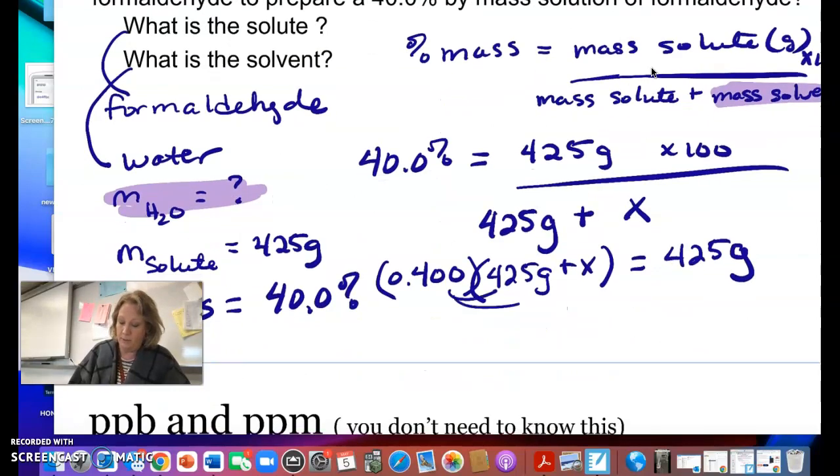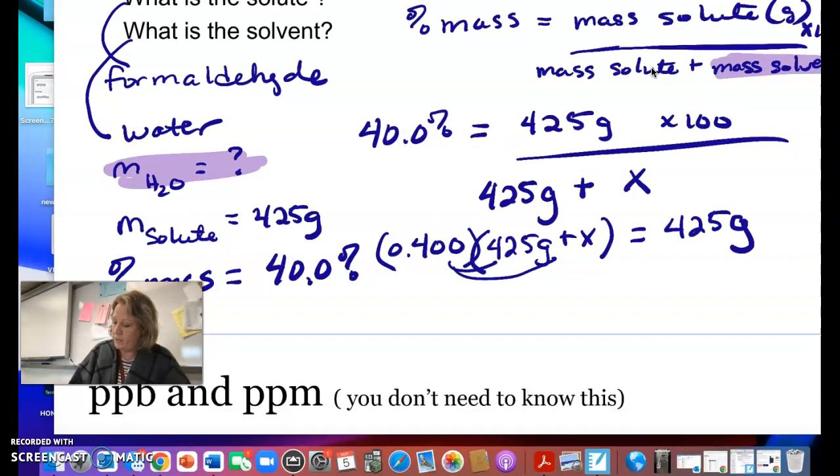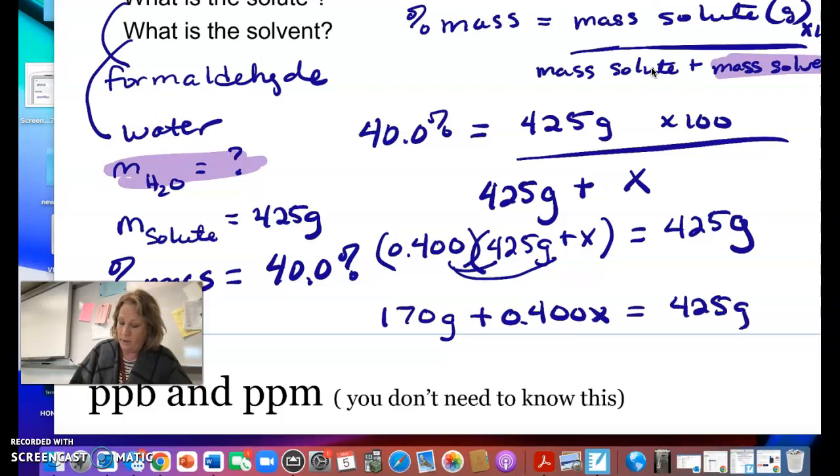Then I would just distribute that through. And when I do that, I get 170 grams plus 0.4x equals 425. Doing the algebra, when I solve for x, I get 637.5. I'll round that to 638 grams of water.